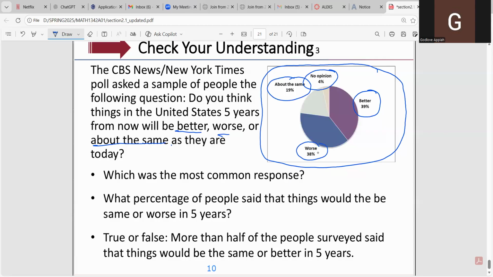So the first question is, which was the most common response? Can you type your answer in the chat?